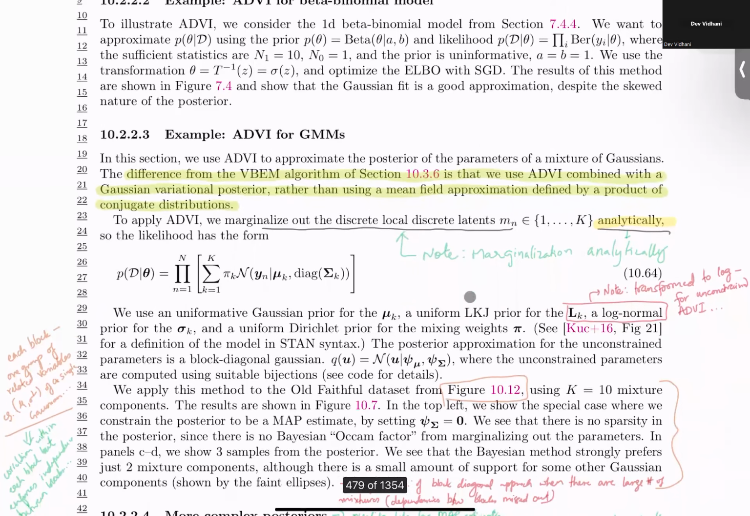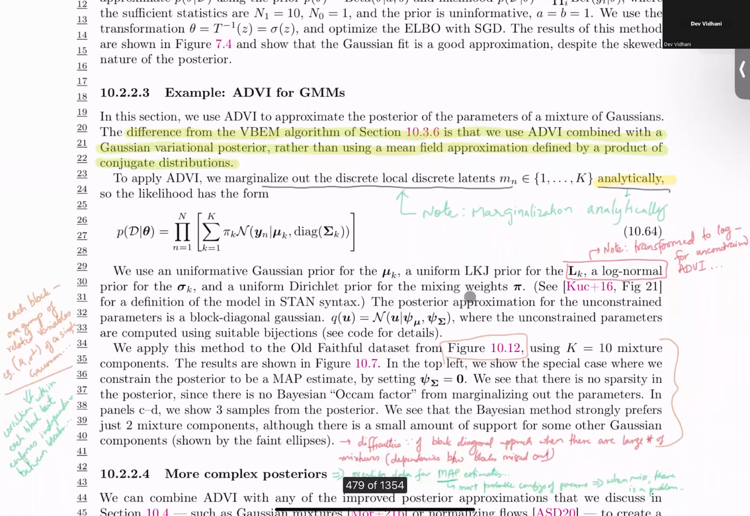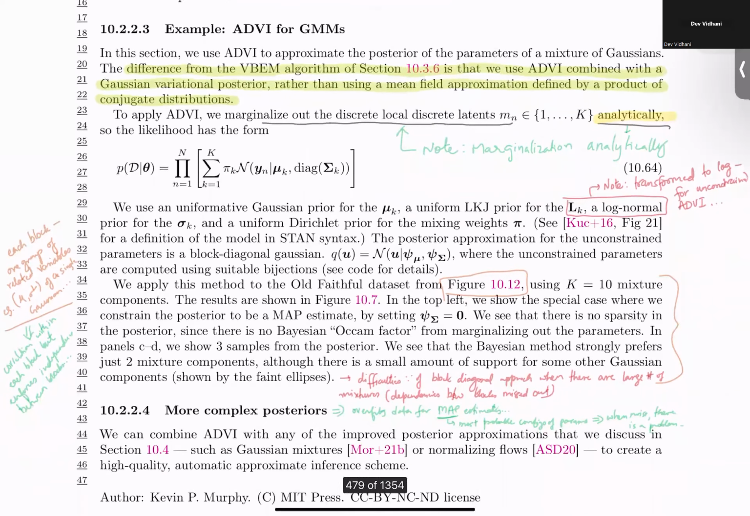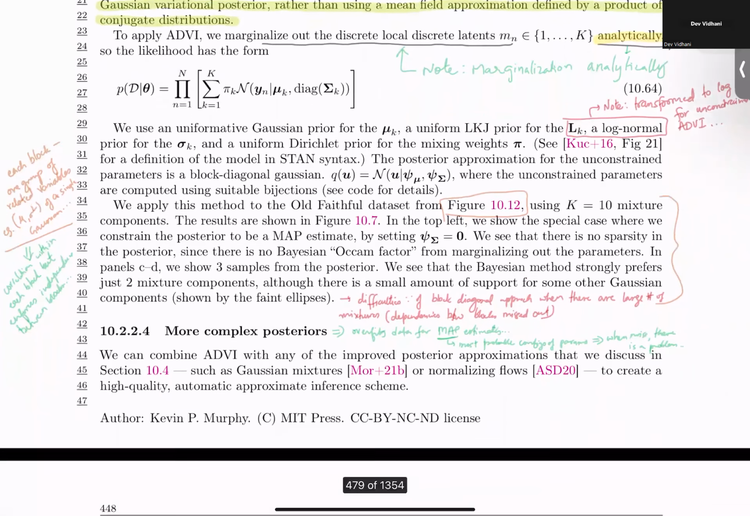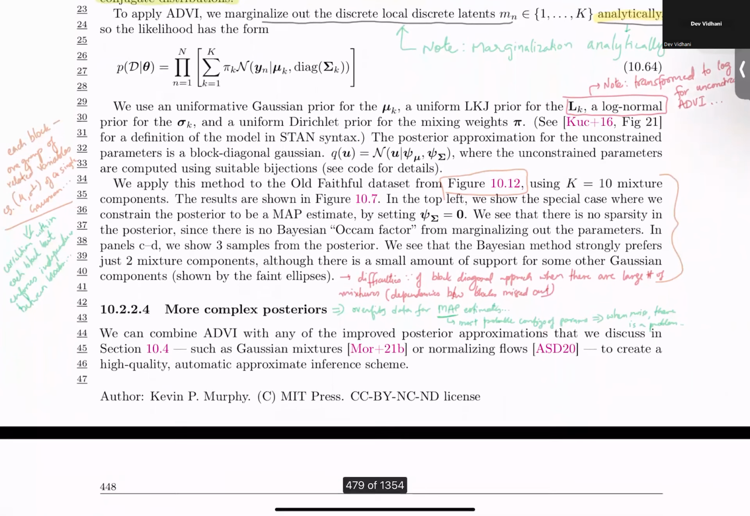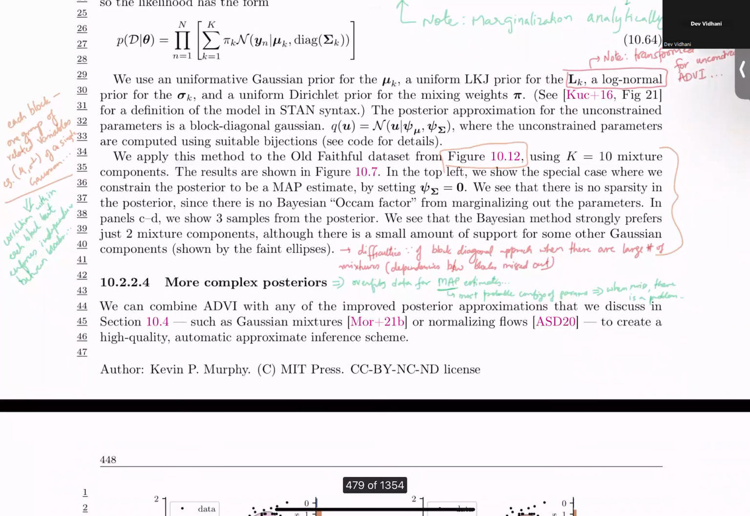They went ahead and applied ADVI for GMMs. Given the time constraint, I will skip past this section for now, but feel free to read these notes or the recording later on.